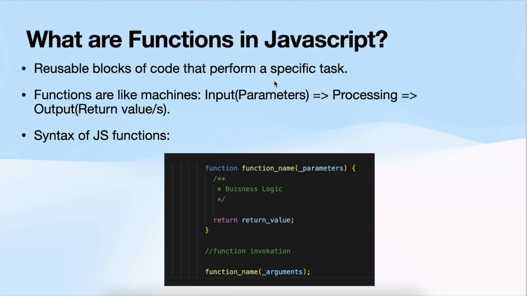Let's check the syntax of JavaScript functions. JavaScript functions are usually defined with the keyword function, and then we write the name of the function and the parameters that the function is expecting. Within the pair of curly braces we write the business logic and return the value after that. Then we have to invoke the function in order to make use of it.